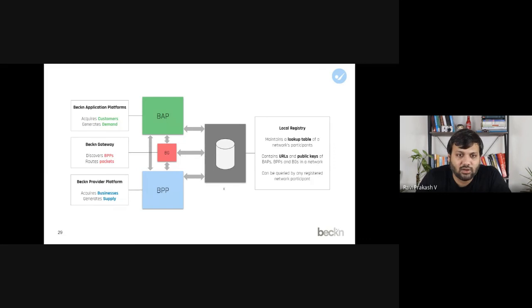Okay, so the registry not just acts as a key store, but also acts as a lookup table for all the BPPs grouped by domain, grouped by country, grouped by city. Right. So this is the typical block diagram of a backend network. And as we all know, BAP creates the experience and generates the demand. BPP acquires providers and businesses, and generates the supply. BG basically routes the packets and discovers BPPs.